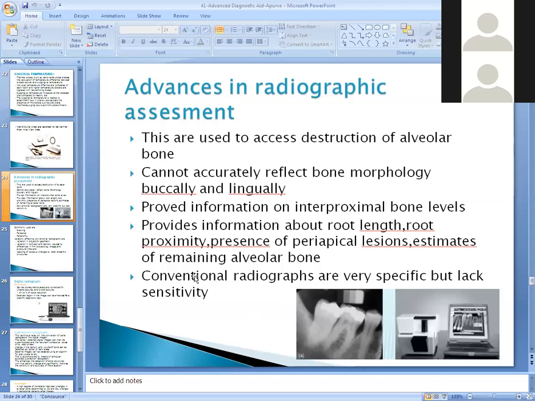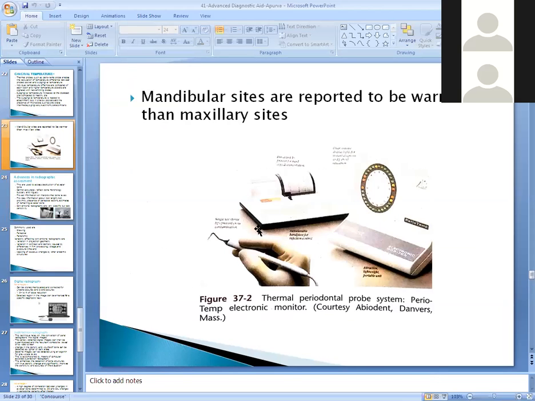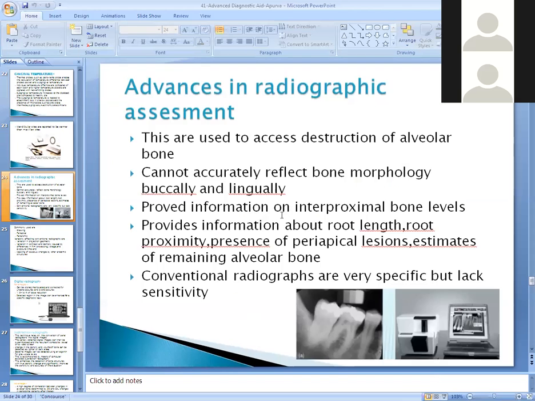See, we will continue this lecture in the next half. Microbiological advances, radiographic and immunologic advances. Okay.